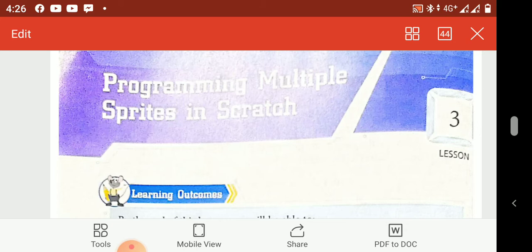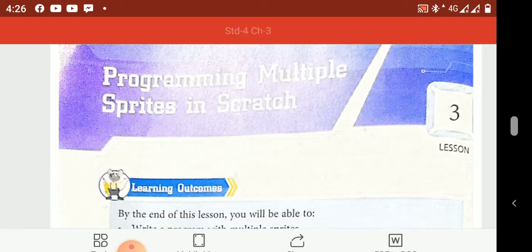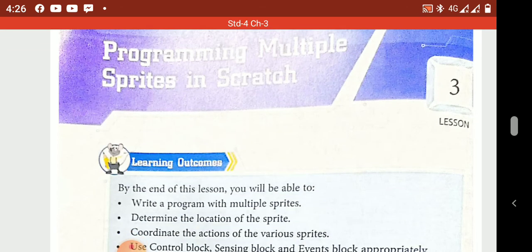Students, do you know the meaning of programming? Programming is a way to instruct the computer to perform various tasks. And do you know the meaning of multiple? Multiple means many. And the meaning of sprites? Sprites all have separate scripts, and a sprite is an object in Scratch which performs functions controlled by scripts.